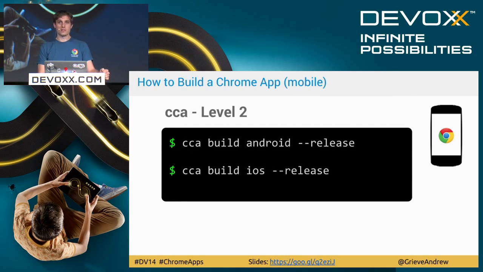So how do you build for the Play Store or the iOS App Store? Well, that's pretty easy too. CCA build android --release. But of course, you need to understand how signing keys work if you're actually going to upload it. And so we have some documentation for that.